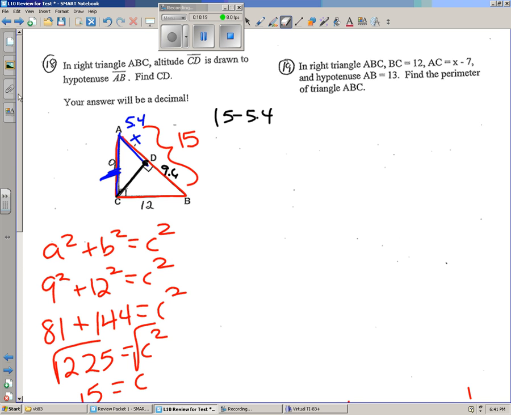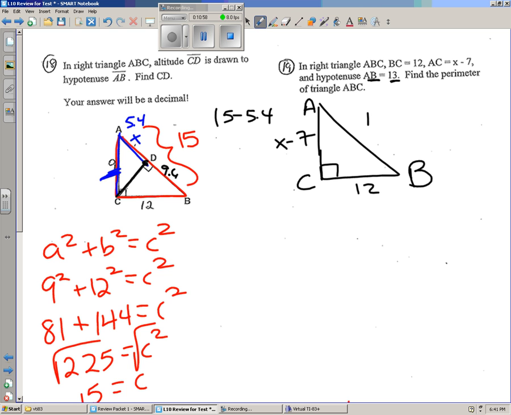And it says in right triangle ABC, BC is 12, AC is x minus 7, and the hypotenuse AB is 13. So I made this mistake on purpose. A lot of you didn't label the triangle correctly. The hypotenuse must be AB, which makes the legs BC and AC. So that makes C the right angle. So BC is 12, AC is x minus 7, and the hypotenuse is 13.